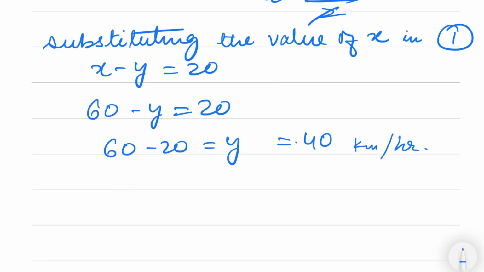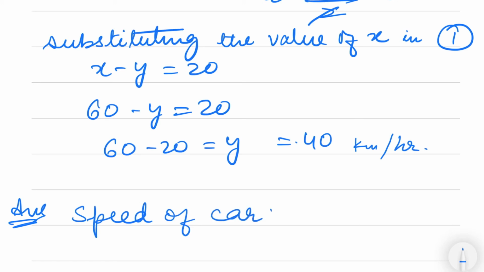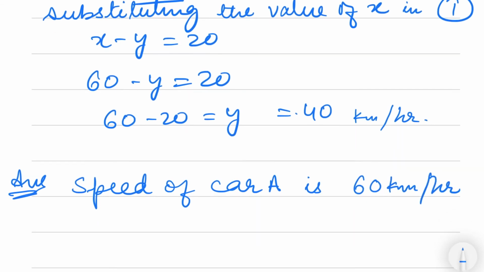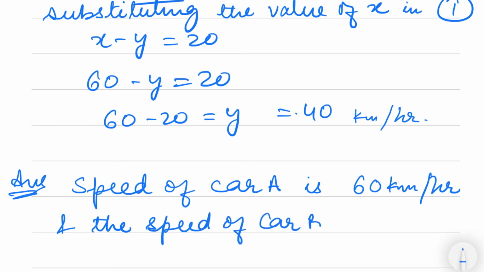So we can write down the answer as speed of car A is 60 kilometer per hour and the speed of car B is 40 kilometer per hour.